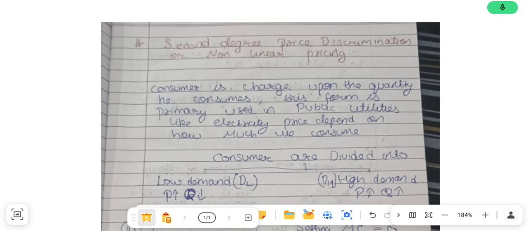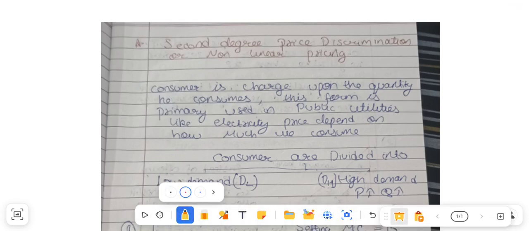Hello everyone. Today we are going to study the second degree of price discrimination. So, let us know what the second degree of price discrimination is. In second degree price discrimination, the consumer is charged based upon the quantity that he consumes.